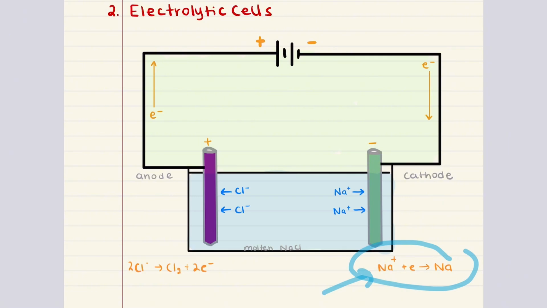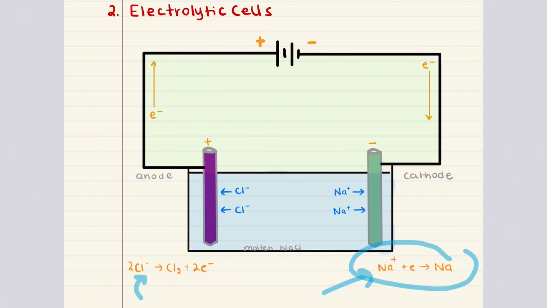Now, at the anode, chloride ions lose electrons to form chlorine gas. This can be represented by the following reaction. So this oxidation reaction can be represented as follows. This reaction occurs at the positive electrode where chloride ions are oxidized by losing electrons.